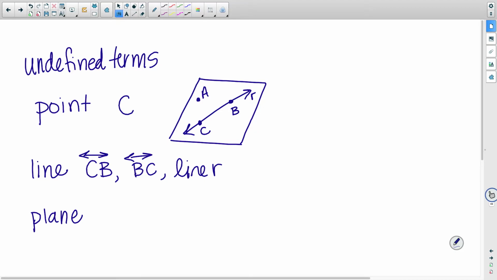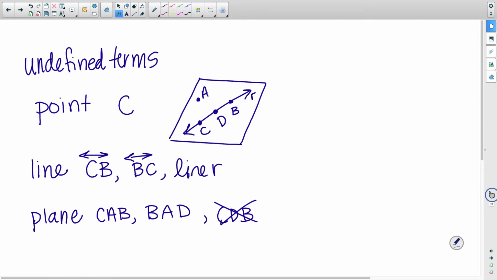Now, a point we name with one letter, a line we name with two letters, a plane we're going to name with three letters. Okay, three letters. But those letters have to be three that are not on the same line. Okay, so let's add this. Let's say that there was a D here. You could name this plane CAB, or you could name this plane BAD, but you could not name this CDB. You cannot do that, because you cannot use three letters on the same line to name your plane.